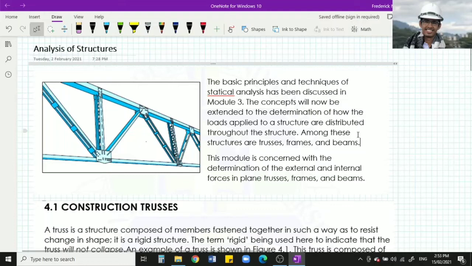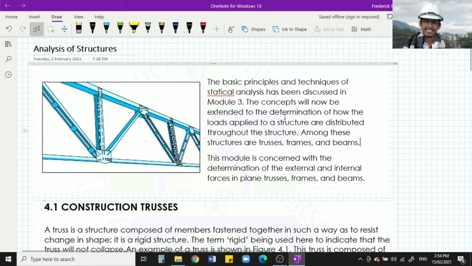Good day, class. So this will be our module 4, analysis of structures. The basic principles and techniques of static analysis have been discussed in module 3. In module 3, you have learned to compute the resultant forces. You have learned to compute the force or the reaction force that acts on our structure. So now, in module 4, we will analyze the whole structure.